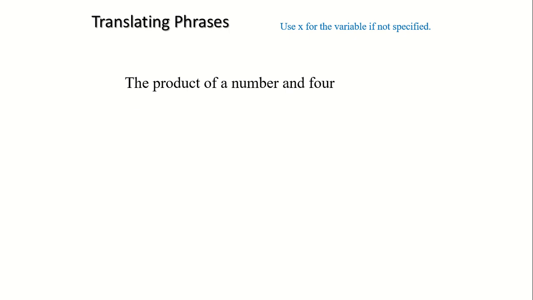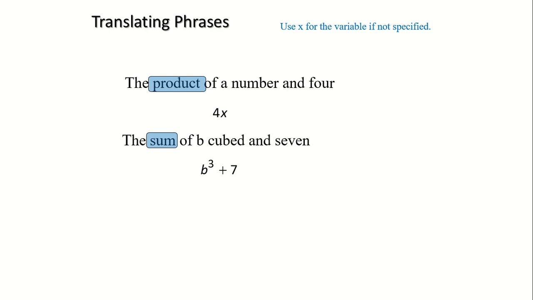So let's try to translate. Use x for the variable if it's not specified. The product of a number and 4. Our key term here is product, so that is a multiplication. So that is simply 4x. Second, the sum of b cubed and 7. So the key term here is sum. So the operation should be addition. That is b cubed plus 7.